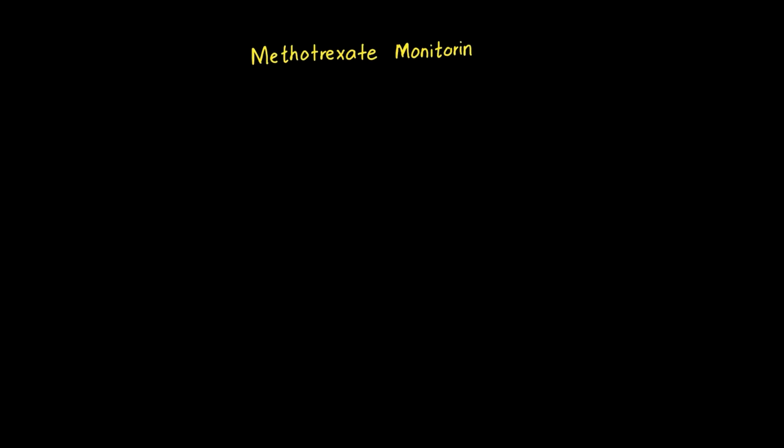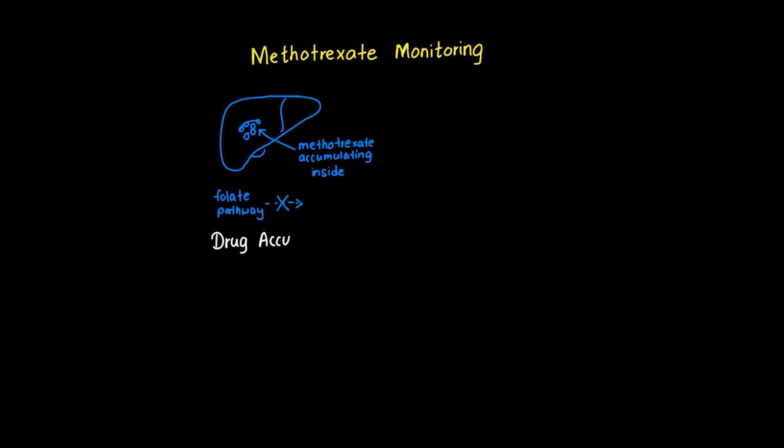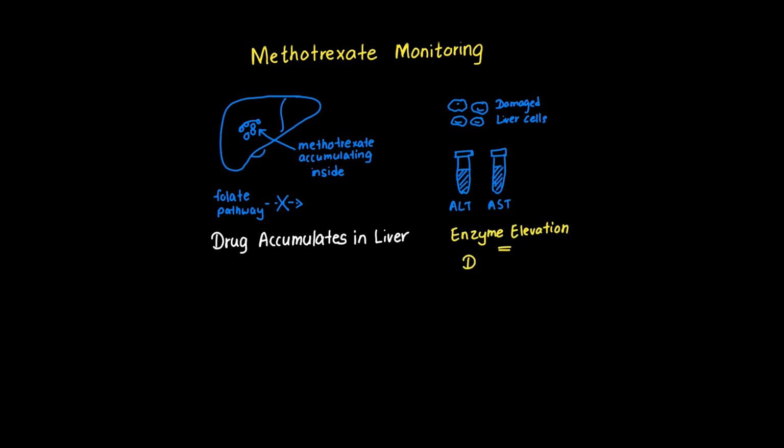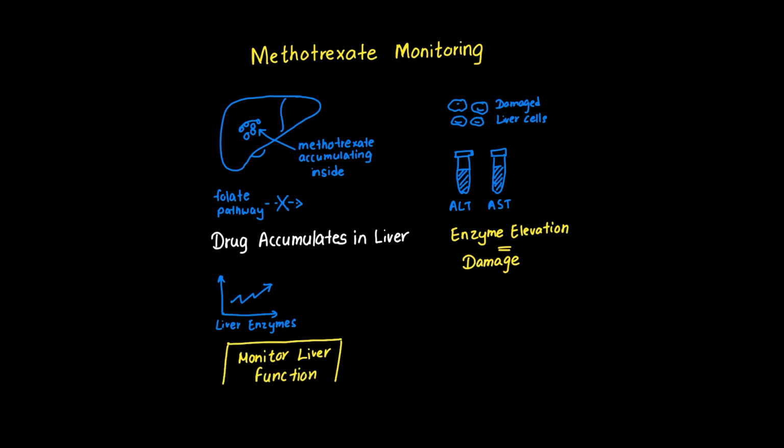Methotrexate monitoring in psoriasis focuses on liver function due to the drug's hepatotoxic potential. Methotrexate accumulates in liver cells where it interferes with folate metabolism and DNA synthesis. Over time, this causes hepatocyte damage, inflammation, and potentially cirrhosis. Even at low doses for psoriasis, cumulative liver damage occurs. Regular liver function tests detect early elevation of enzymes, like ALT and AST, indicating hepatocyte injury. Catching this early allows dose adjustment before irreversible damage.